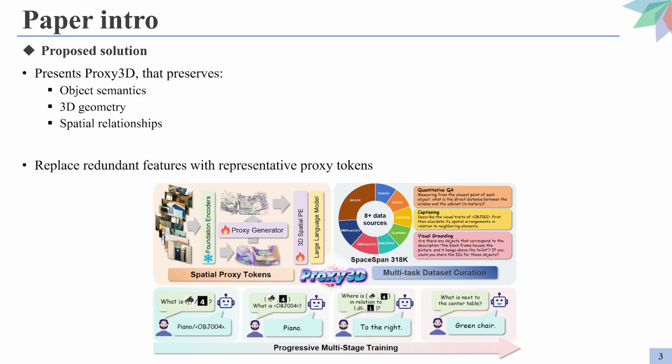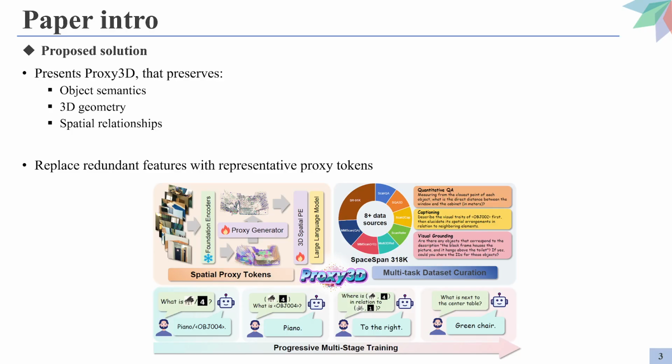Based on these limitations, the authors define the main research question as follows. How can we construct a compact sequence of visual tokens that retains accurate semantic and spatial information about a complete 3D scene? The representation should preserve what objects are present, where they are located, and how they relate to one another, while remaining small enough to be processed efficiently by a language model.